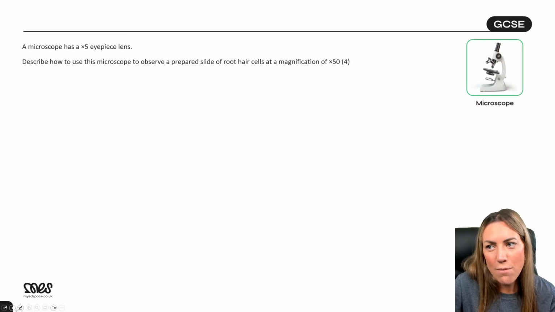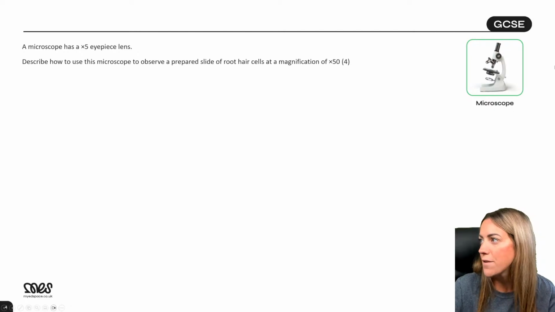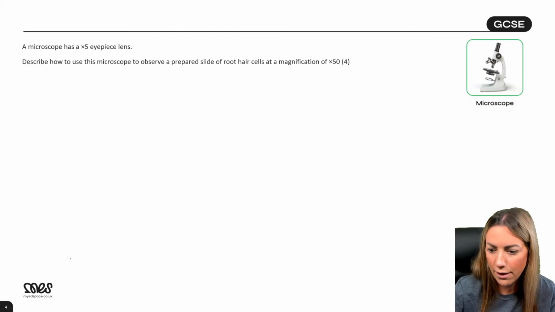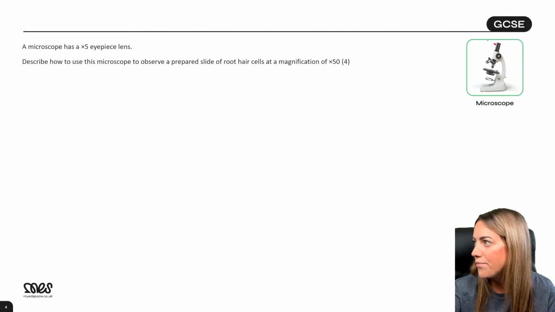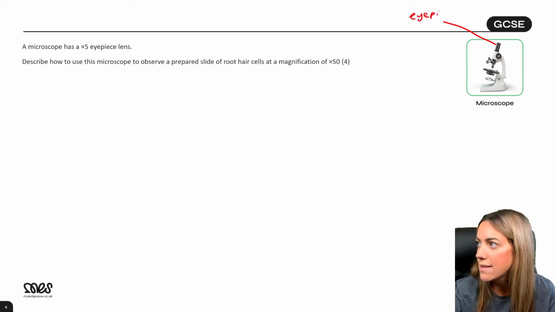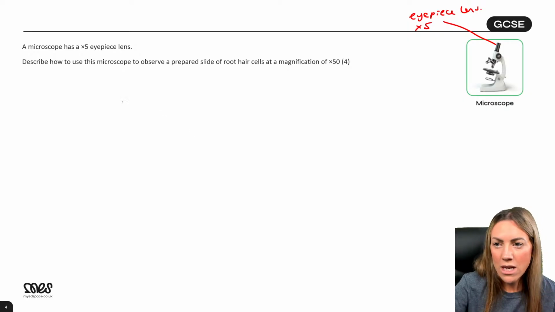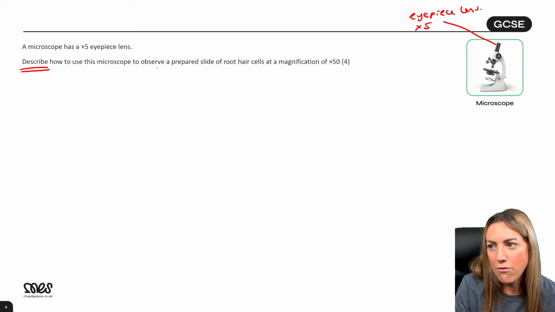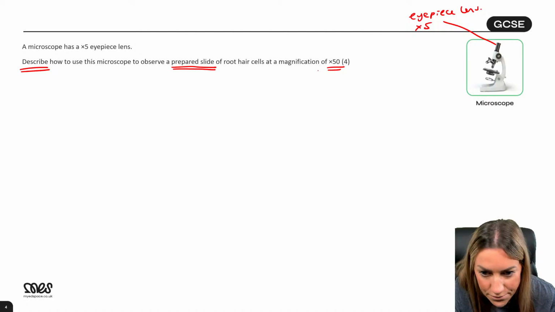So a microscope has a ×5 eyepiece lens. Now the eyepiece lens is obviously the one that you look down. Let me just label it on here. So this is the eyepiece lens. Yeah, so that's ×5. Describe, nice and easy command word there, how to use this microscope to observe a prepared slide. And we're going to want a magnification of ×50.